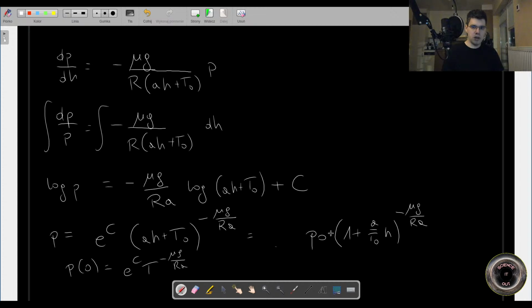And we have such a law for the pressure. So if temperature changes in a linear fashion, then pressure changes with such a power law, which is nice. We have a nice solution. So if we know the pressure at a single altitude, and we know the gradient of temperature, which is this a here, and we know the temperature itself, this T0, which is temperature at an altitude of 0, we can calculate how the pressure is changing in this interval where temperature behaves linearly.